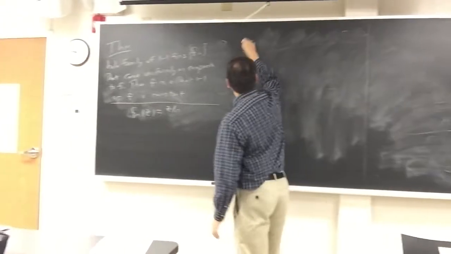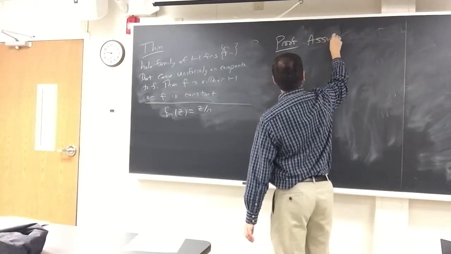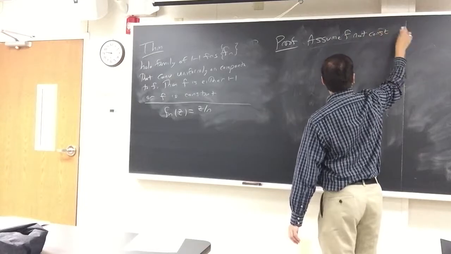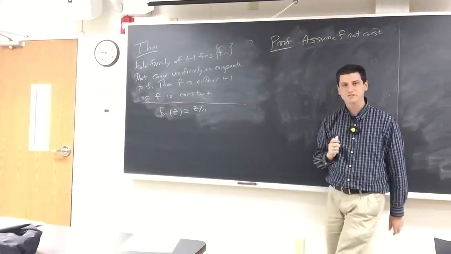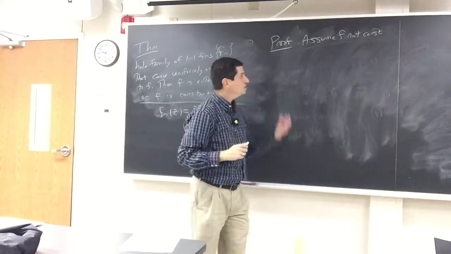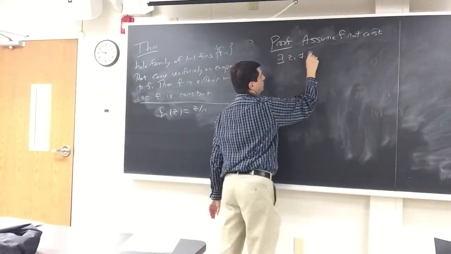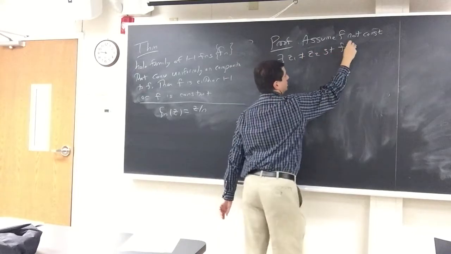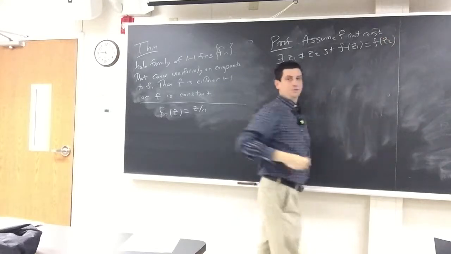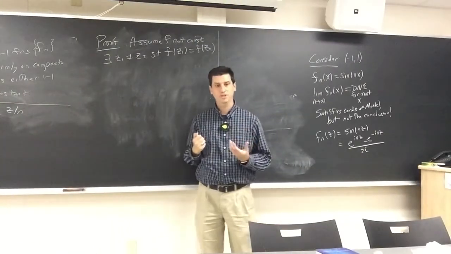So, proof. Assume f is not constant. Because if it's constant, it's really not that much to show. Okay? So what does it mean if it's not constant? There exist z_1 not equal to z_2 such that f(z_1) equals f(z_2). Okay, so we know that there have to be 2 points like this.